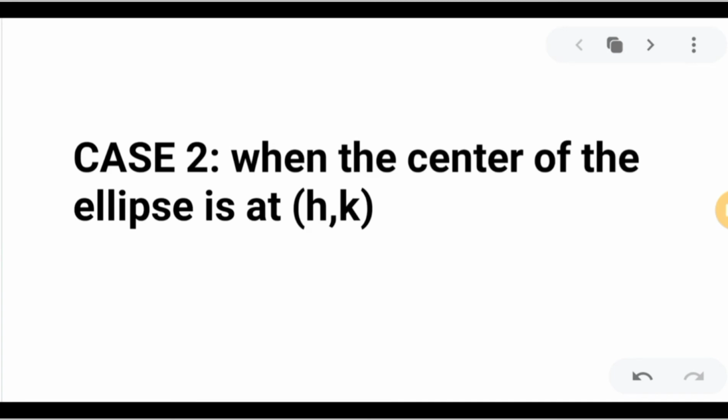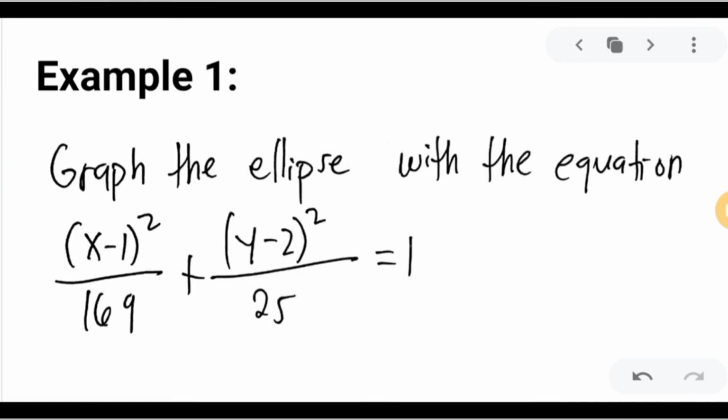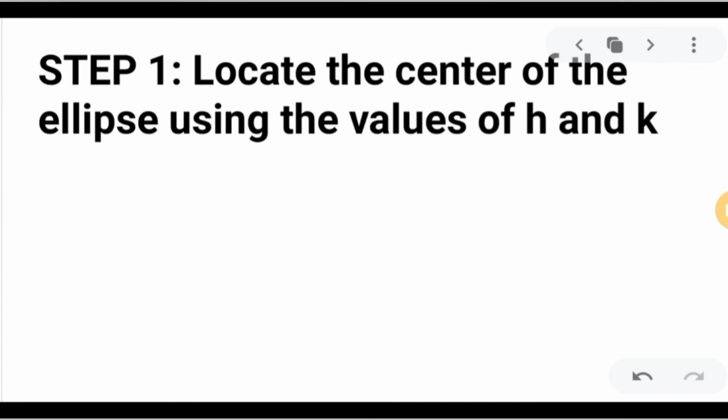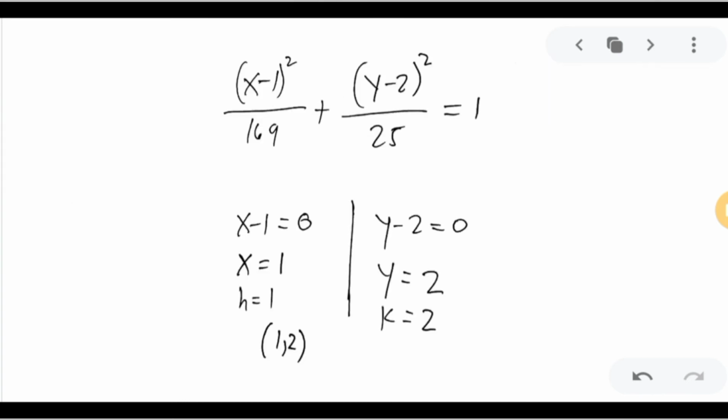And now, let us proceed on case 2, wherein the center of the ellipse is at x-axis and y-axis, or at h and k. So, for example 1, graph the ellipse with the equation x minus 1 squared over 169 plus y minus 2 squared over 25 equals 1. For the first step, you have to locate the center of the ellipse using the values of h and k. So, from this equation, we will equate this binomial into 0 to find the value of the x and y, or the center of your ellipse.